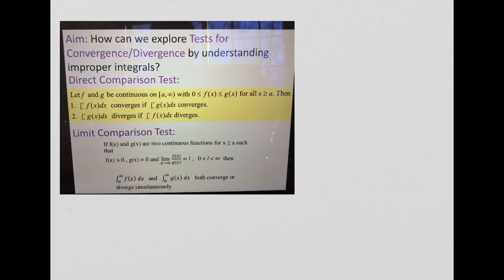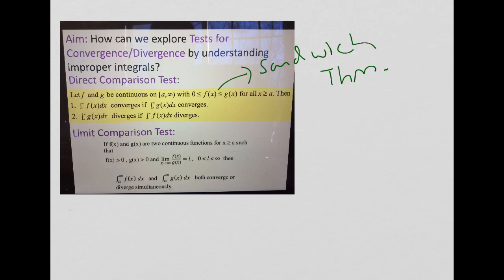So the first one: let f and g be continuous on the closed interval from a to infinity, where 0 is less than or equal to f of x, less than or equal to g of x, for all x greater than or equal to a. I'm going to just pause right there. This should look familiar to what you were doing with the sandwich theorem. So kind of tying into older things.